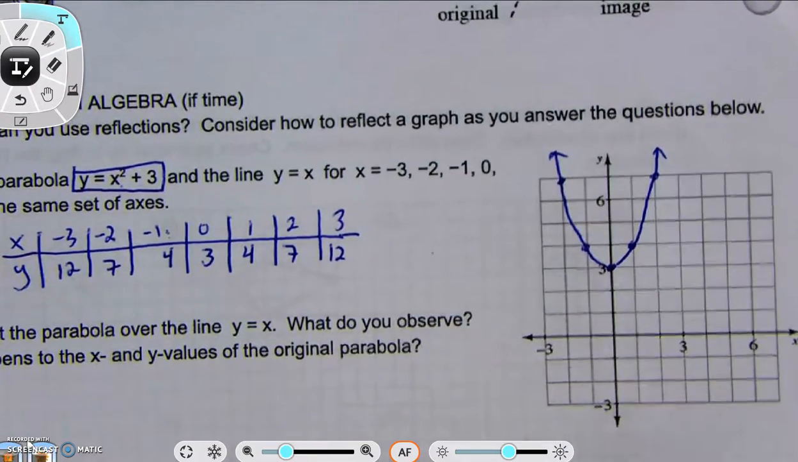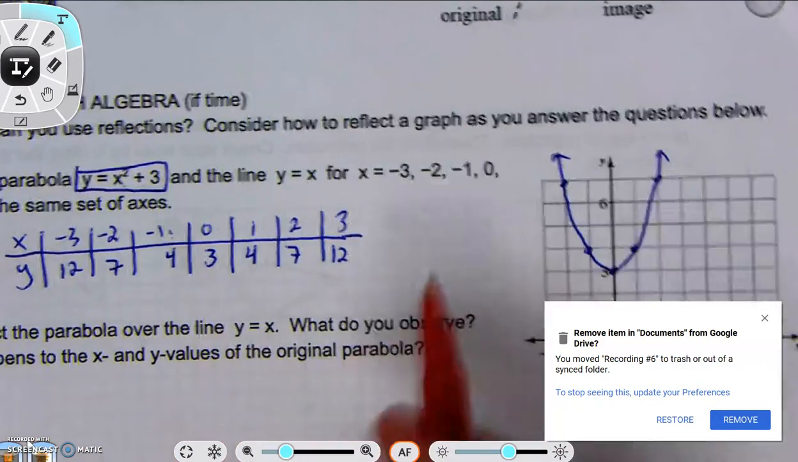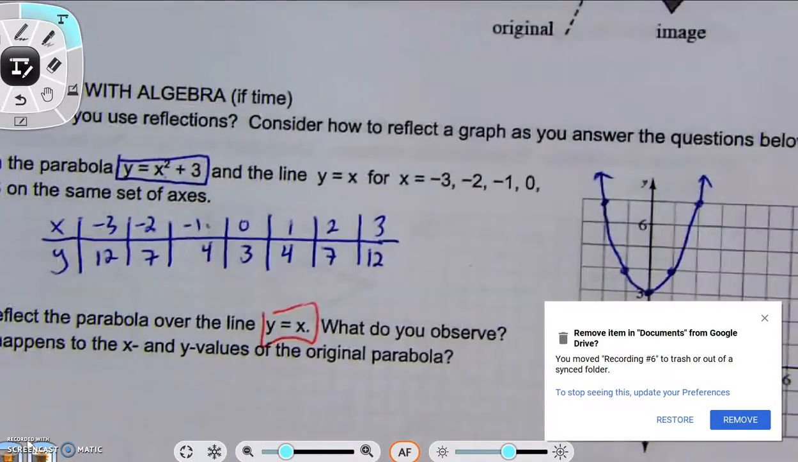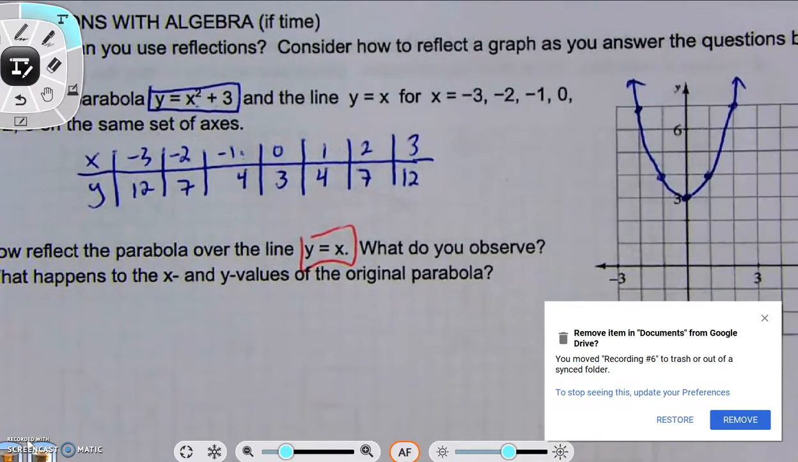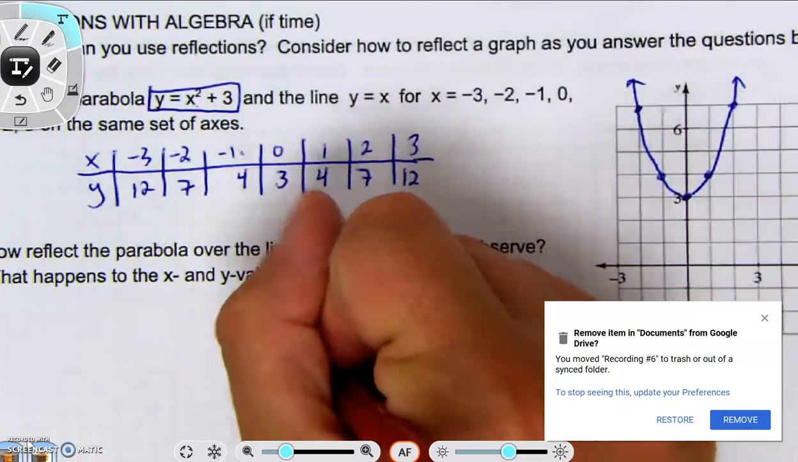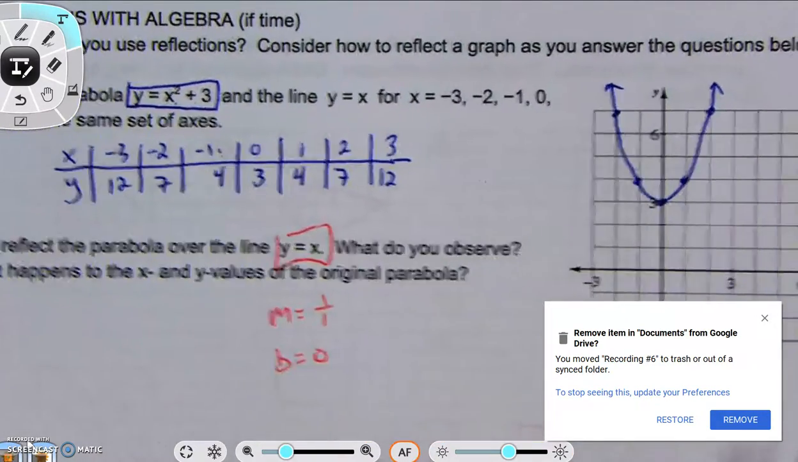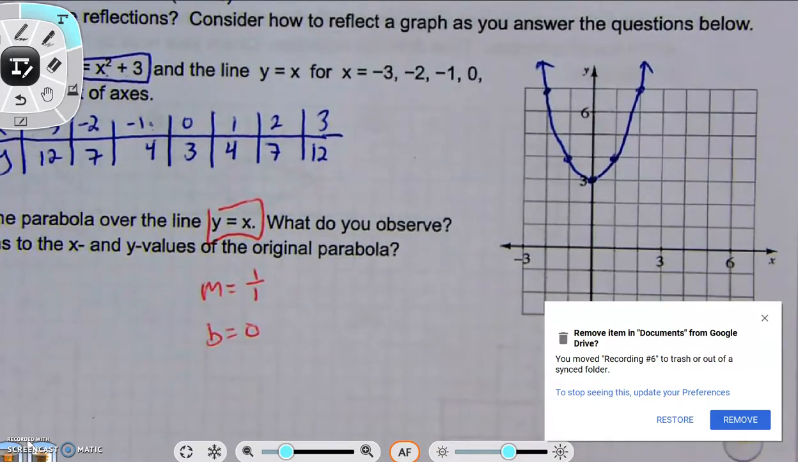So now I need to reflect over the line y equals x. So now reflect the parabola over the line y equals x. So we want to figure out what that line is going to look like. That's definitely in slope-intercept form. So our slope is 1/1, and our y-intercept is 0. That was on the algebra review because it is something that is important to make sure we do.